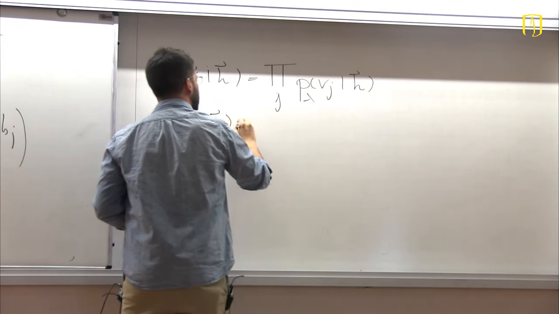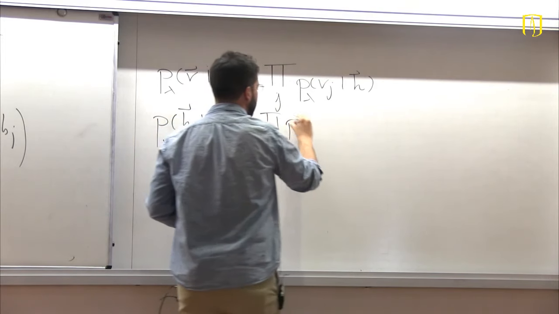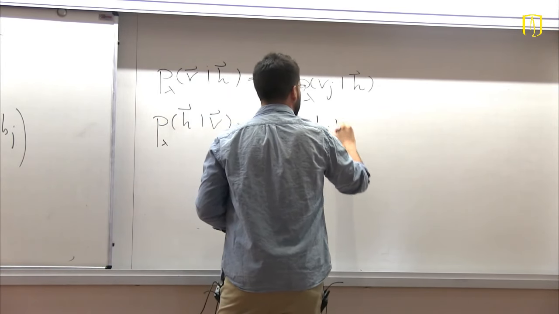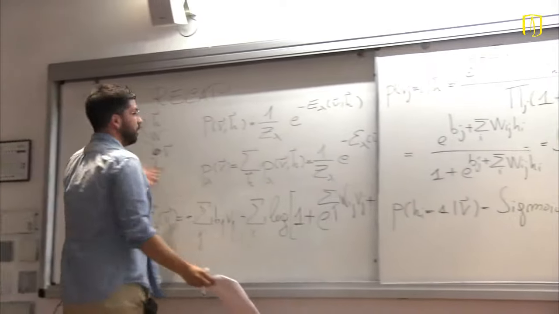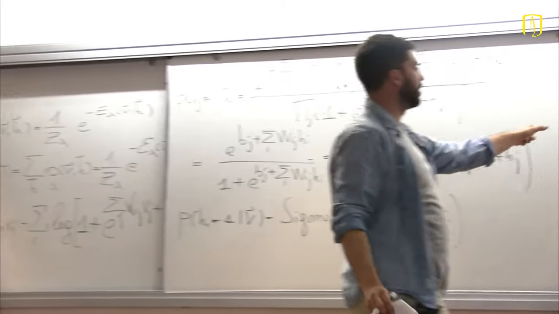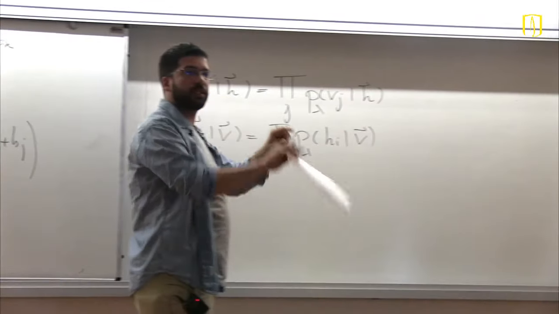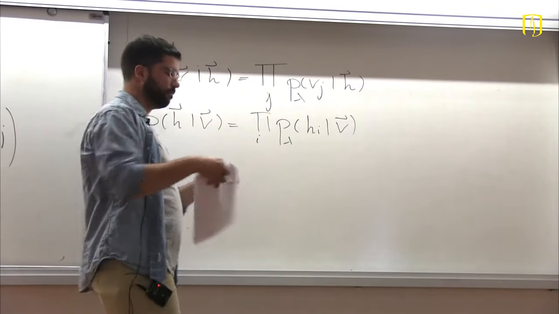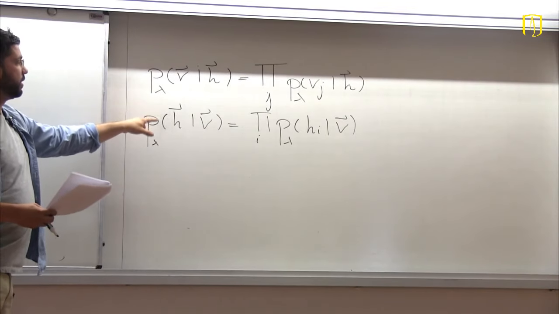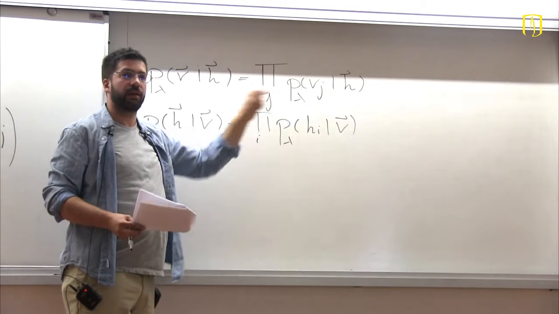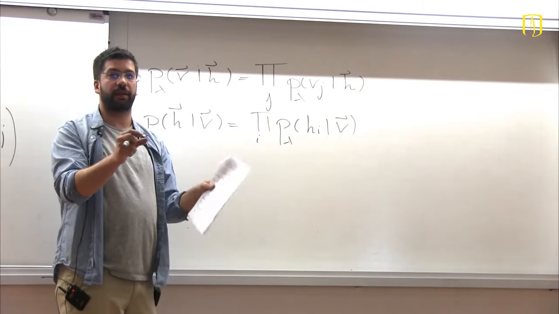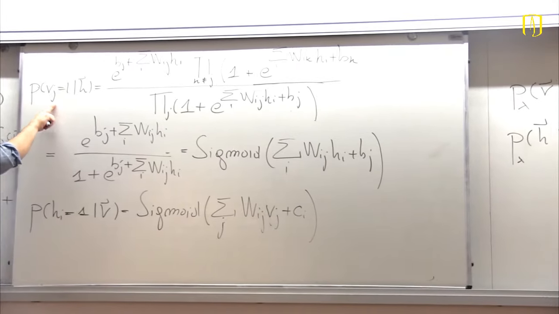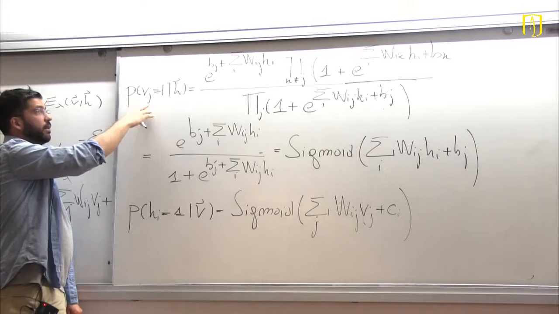H given V, this factorizes. You can see it from the graph, H_i given V. It makes sense if you look at the graph, but you can also write this as the joint distribution and see that it factorizes, and then go back to the conditional. And so the point here is that since these decouple this way, when we sample one visible unit or the other, these two processes are completely independent as long as we fix the hidden layer, right? So if here I change J, this doesn't depend on all the other visible units.